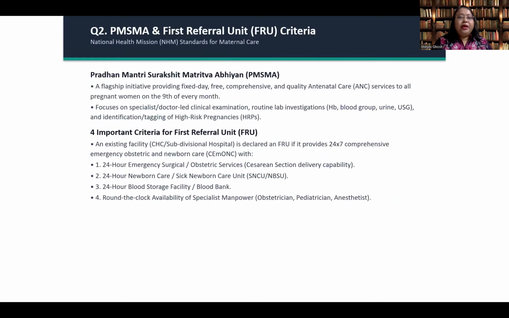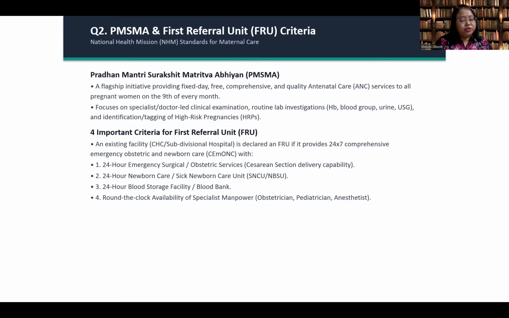Okay. Next comes PMSMA, Pradhan Mantri Surakshit Matritva Abhiyan. Okay, so a flagship initiative providing fixed day free comprehensive ANC services to all the pregnant women on the 9th of every month. And it focuses on the routine lab examinations, doctor-led clinical examinations, high-risk pregnancy identification and tagging.